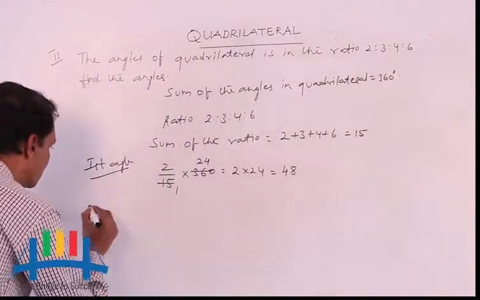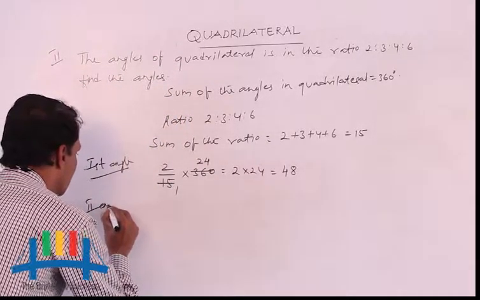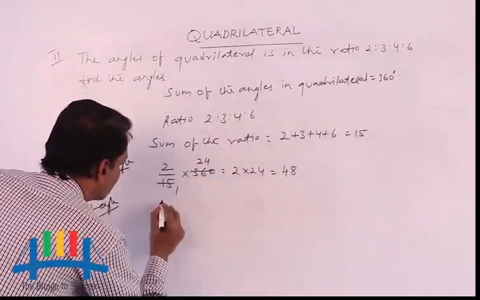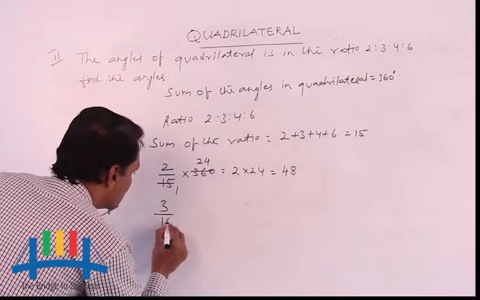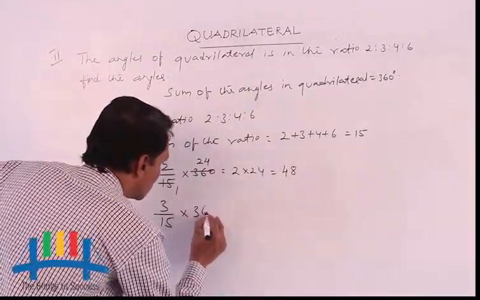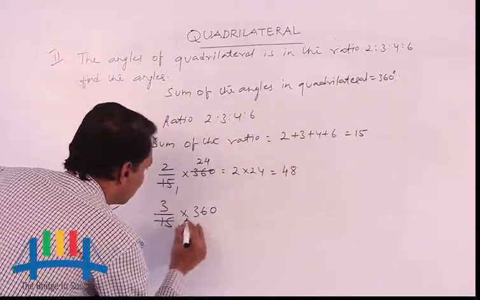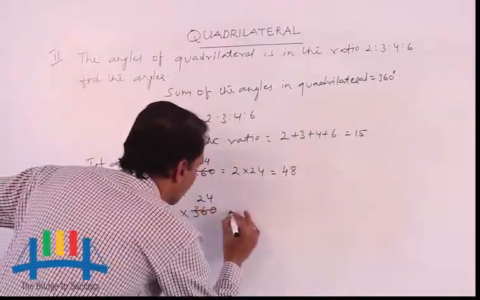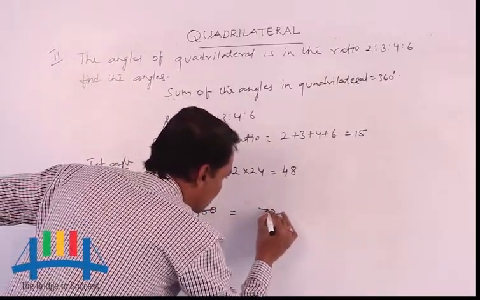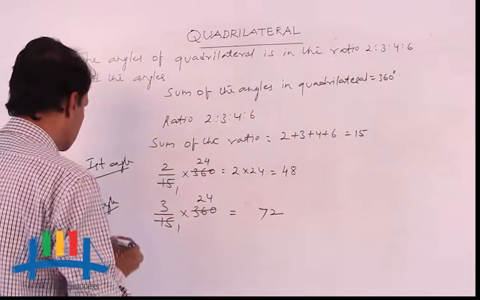Now let's see about the second angle. What is the second angle here? 3 divided by the total sum of the ratio, which is 15, into the sum of the angles in a quadrilateral, which is 360. Again 15 ones, 15 24s. Okay, 4 3s are 12, 12 means 1 carried over. 3 twos are 6 plus 1 is 7. So the second angle is 72.